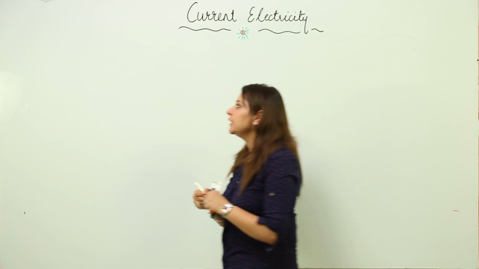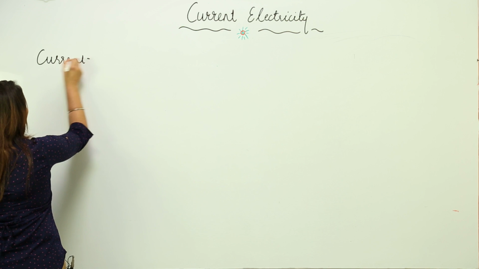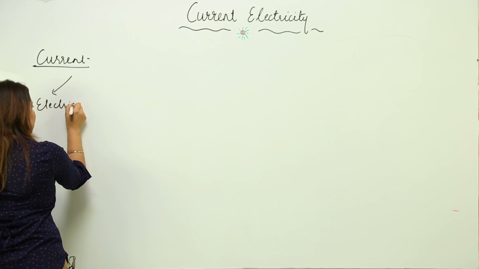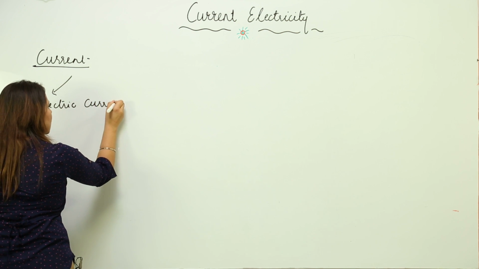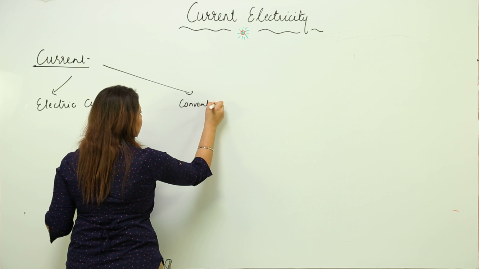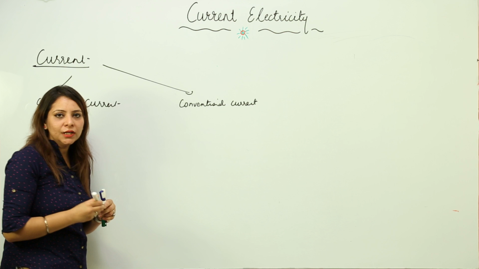Now we are going to start with current. We have two types of currents. One is the electric current, the other is the conventional current.